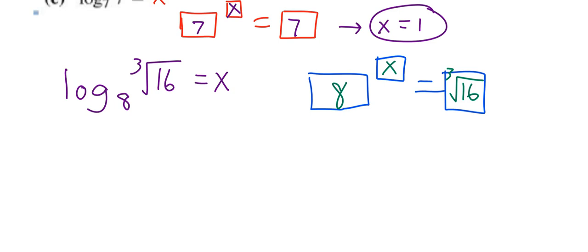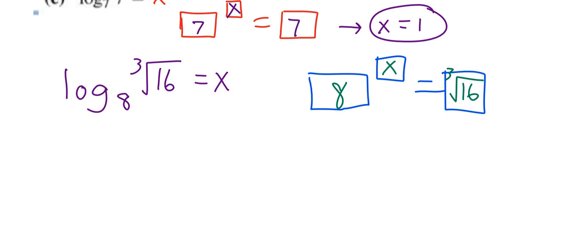I know that 8 to the first power is 8. I know that 8 to the second power is 64. 16, we jumped right over that. So that must mean that it's between 1 and 2, and it's some really weird decimal. Nice try. I'm not going to be able to do that. So I have to have a backup plan. I have to be able to rewrite 8 and 16 to a common base.